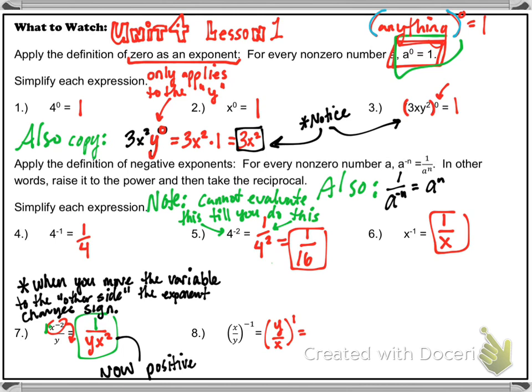All right, so notice I flipped the inside here. X is now on the bottom and y is now on the top. That's the easiest way to deal with a negative exponent outside the parentheses. Also copy this example down so you see this.